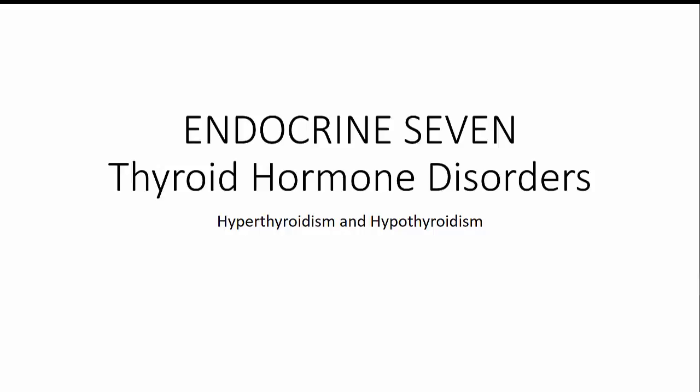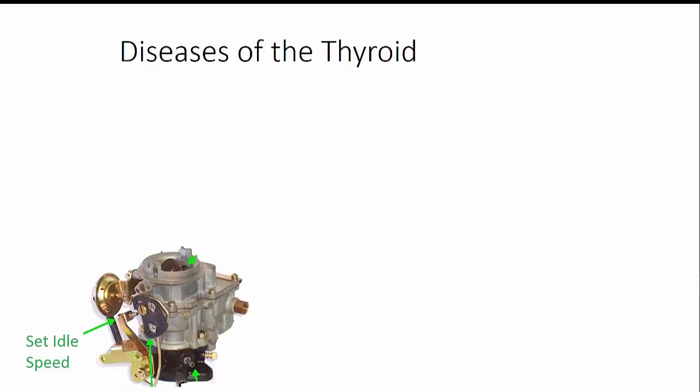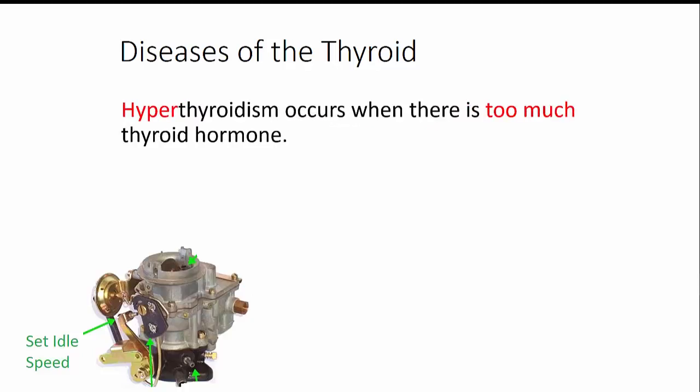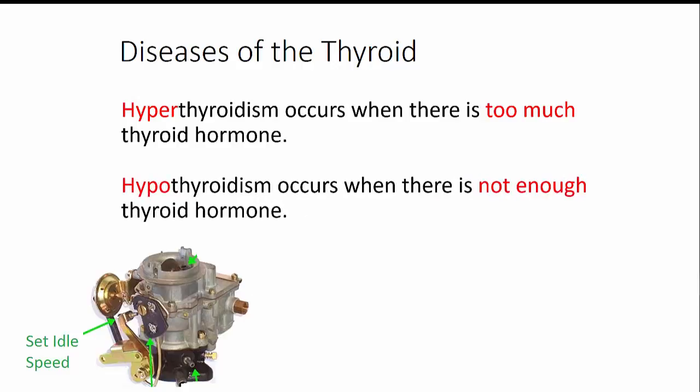Today we'll talk about thyroid hormone disorders, both hyperthyroidism and hypothyroidism. Hyperthyroidism occurs when there's too much thyroid hormone, and hypothyroidism occurs when there's not enough thyroid hormone. And you might consider thyroid hormone as setting the idle speed of your cellular processes. How fast or how slow do these processes run?